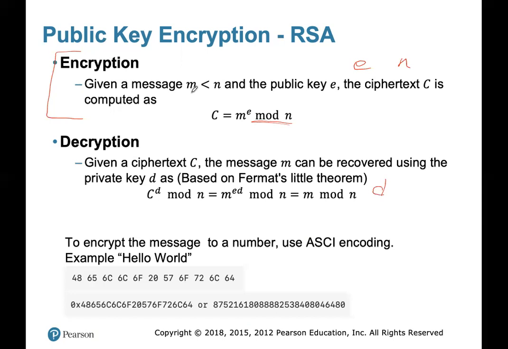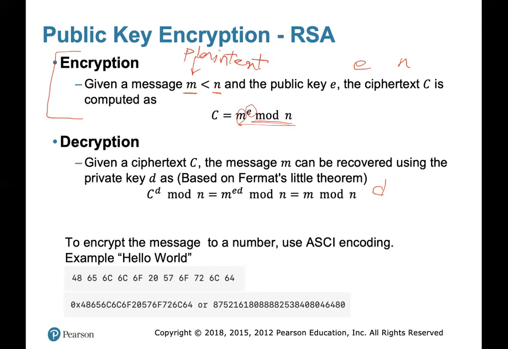We have a message M, which we need to convert into a number. This is basically our plain text. So let me write it. Our plain text should be smaller than n, which is a multiplication of the two prime numbers. And we encrypt it this way: we just take m to the power of e mod n. This is the encryption process.